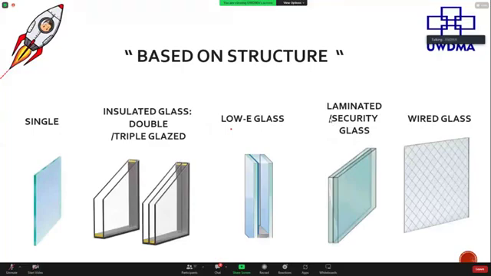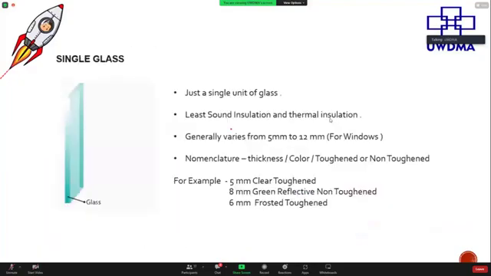The structure of the division of glass on the basis of structure. Here we can have single glass, a double or triple glaze insulated glass, low E glass, laminated or security glass. Wide glass we won't talk about much because it's not so much used in UPVC windows. Single glass, as the name suggests, is just a single unit of glass.